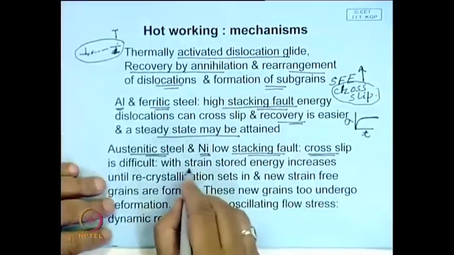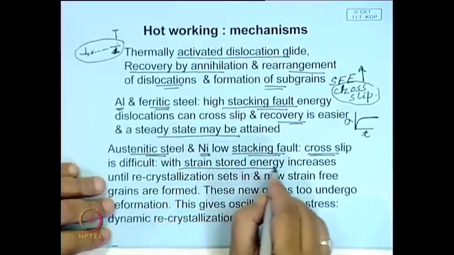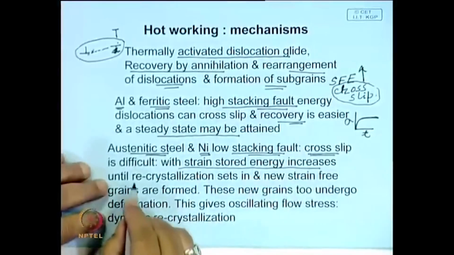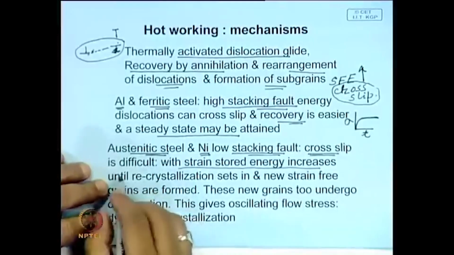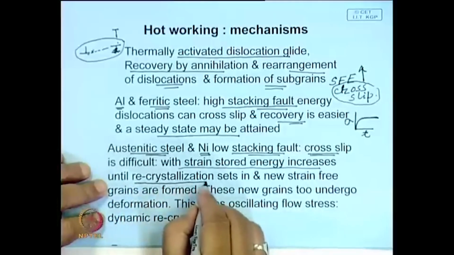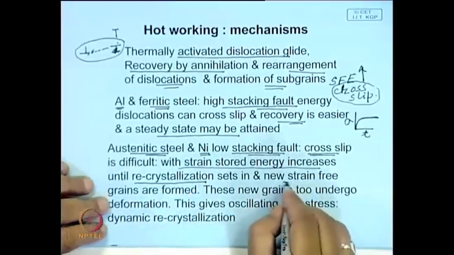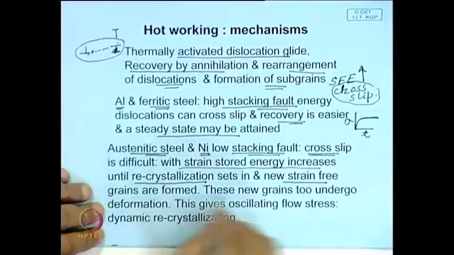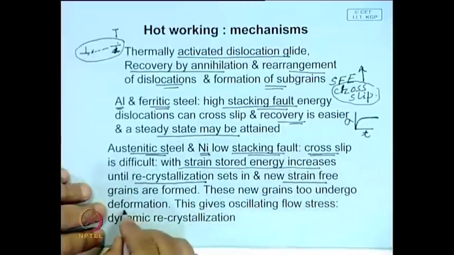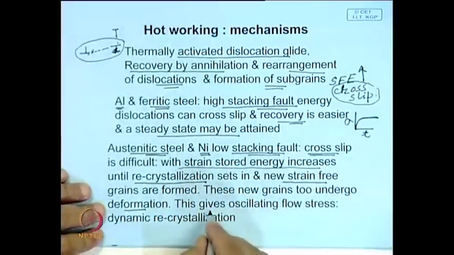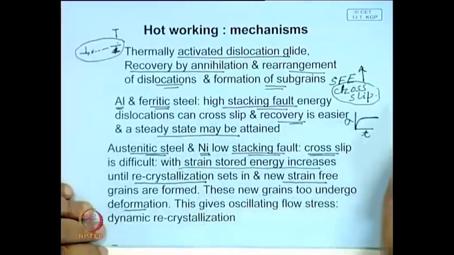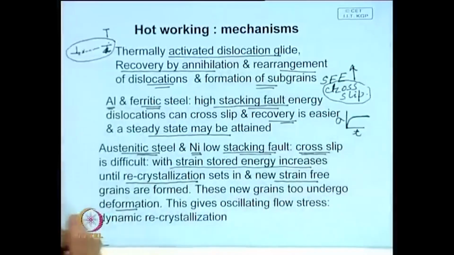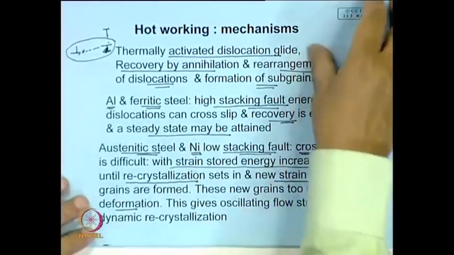So, therefore, stored energy will increase in this particular case, and when the stored energy reaches a critical value, then recrystallization sets in. New strain free grains are formed, and these new grains too undergo deformation, and this process continues, and this gives oscillating flow stress, and this is called dynamic recrystallization. That means recrystallization is taking place when the deformation is being given to the material.